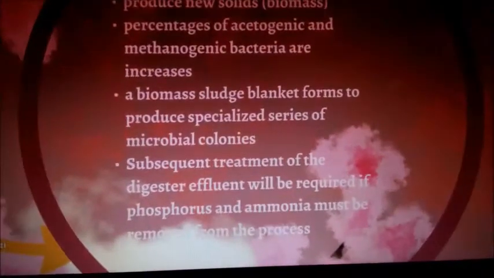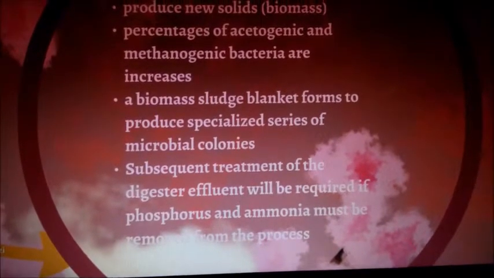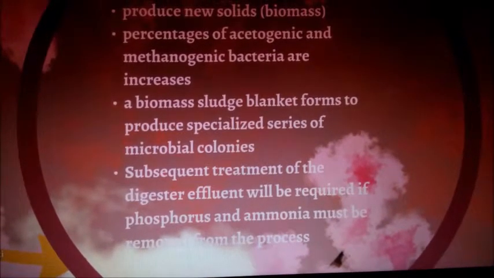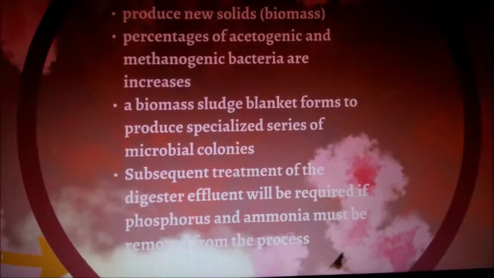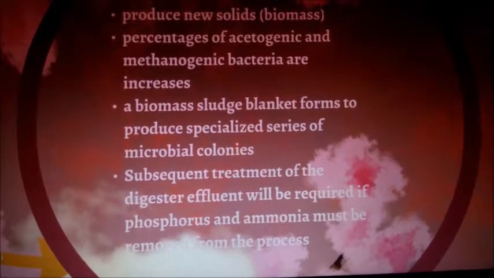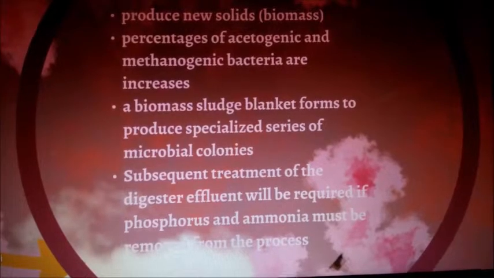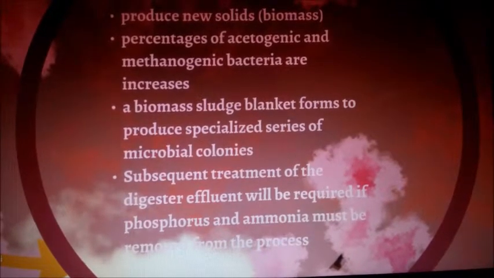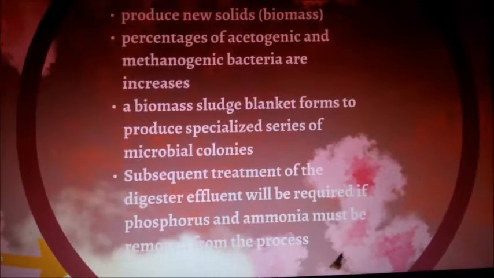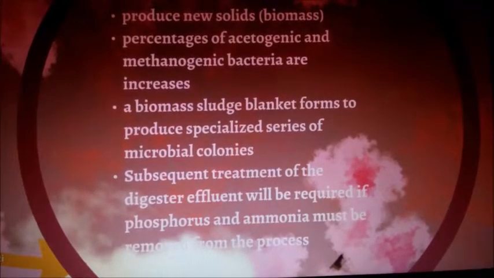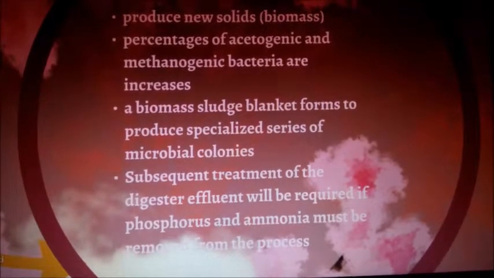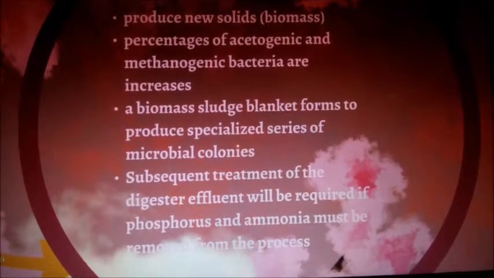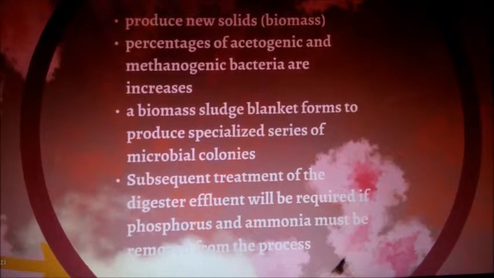Subsequent steps of the digestion process produce new solids biomass that feed on the previously generated dissolved organics and other reaction products. In the subsequent reaction chambers, the percentage of acetogenic and methanogenic bacteria increases. In subsequent chambers of the bioterminator, a biomass slush blanket forms to produce a specialized series of microbial colonies. Subsequent treatment of the digester effluent will be required if phosphorus and ammonia must be removed from the process.